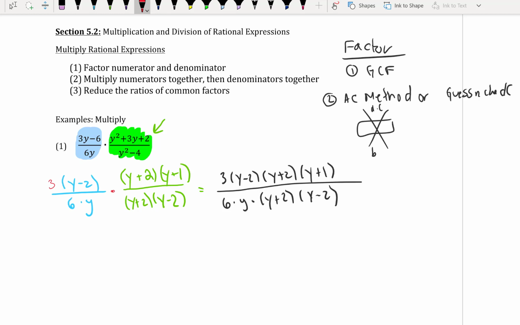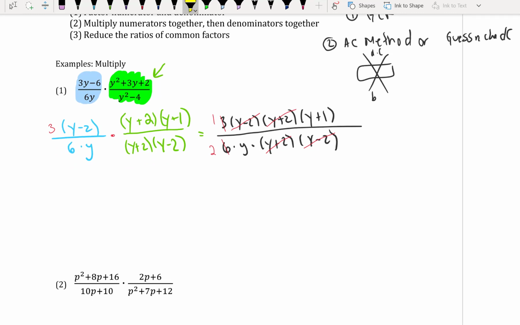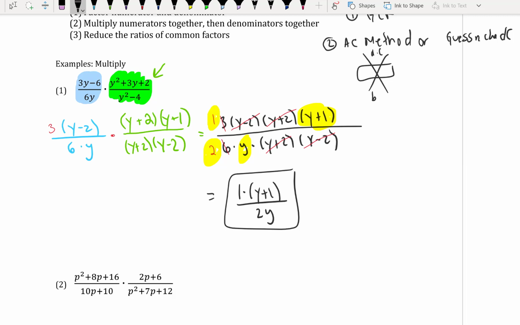So then from here, I'm on step number 3, which is reduce the ratios of the common factors. I see a y minus 2 that can cancel out. I can also see a y plus 2 that can cancel out. And if I'm just looking at my numbers 3 and 6, I can divide by 3. I'm going to highlight everything that survived, and make sure not to lose that. So up in my numerator, I have a 1 times a y plus 1 over my 2y. That ends up becoming my final answer, which is y plus 1 over 2y.